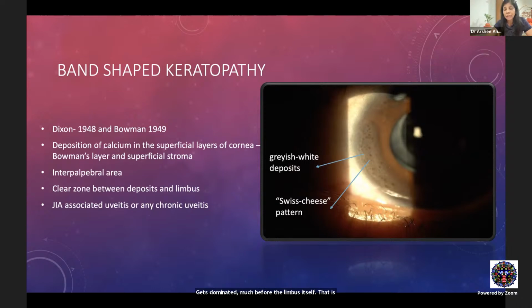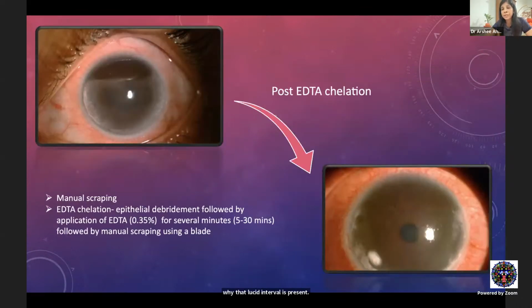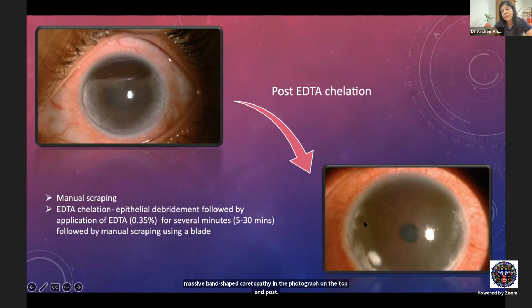So now, how do you deal with band-shaped keratopathy? EDTA chelation definitely helps. These are the photographs of, again, a young female patient with JIA-associated uveitis. Although the uveitis itself was inactive, you see that massive band-shaped keratopathy in the photograph on the top. And post-EDTA chelation, the patient had very good recovery of vision. You see an almost entirely clear visual axis.